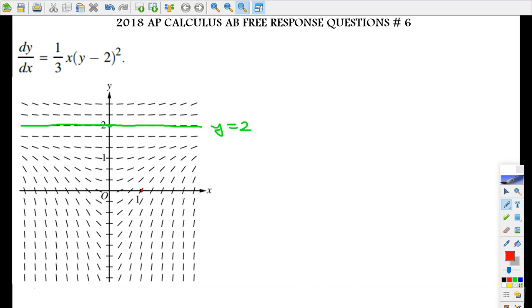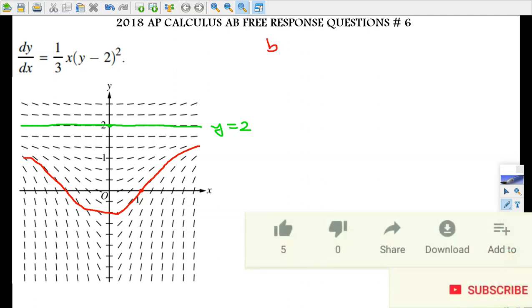The point (1, 0) is right here. So the curve that passes through it will be this one, and we follow this curve, so it's going to look like this. Okay, that's the solution curve that passes through (1, 0). So we did part A. Okay, let's do part B.